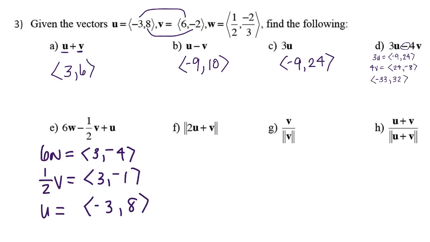So we need minus here, so we're subtracting this middle one, and then we're adding the u to it. So 3 minus 3 is 0, and 0 minus 3, that's going to be negative 3.